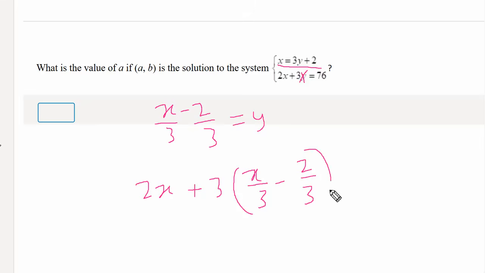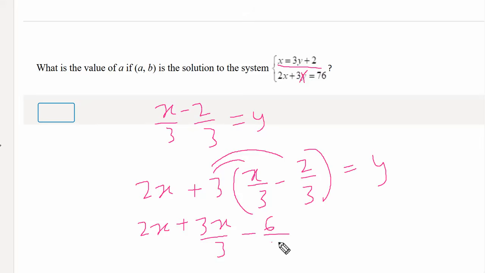Now this makes our life very easy here because we have, let's multiply the 2x first so there is no confusion, plus 3x over 3 minus 6 over 3. Now I can simplify this. 2x plus, I'll cross out these two 3s, I'll get x minus 6 divided by 3, which is 2. So this became very simple for us. So 2x plus x is 3x.